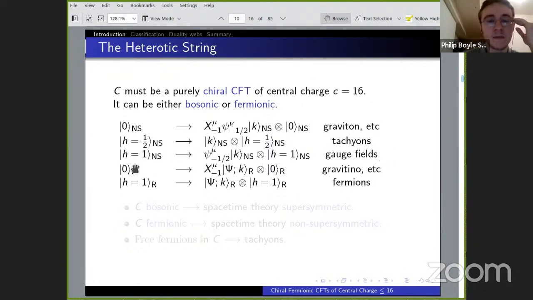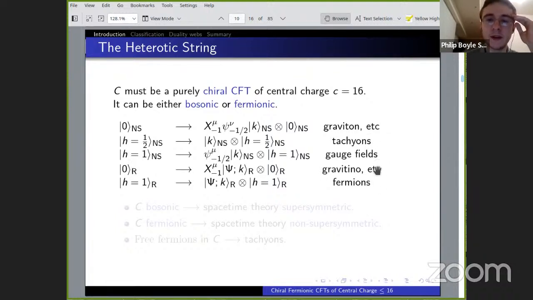Now, in the R sector, there may or may not be a dimension zero operator. If there is, it's unique, but it need not be there. And also, because we're in the R sector now, there need not be any correlation between spin and fermionicness. So this thing could be fermionic or bosonic. If it exists, it turns out that it maps to the superpartners of the graviton and friends. So that's interesting. If this operator exists, it implies that the theory has supersymmetry.